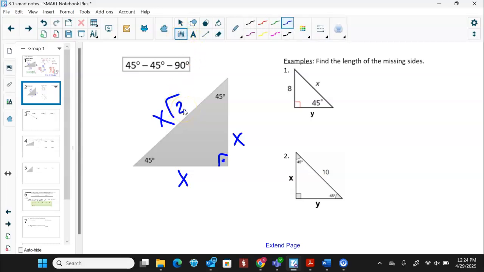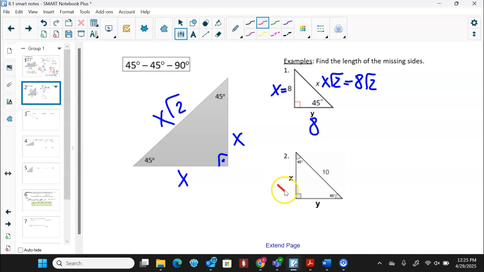So let's start with the first example. If this is x and this is x, x equals 8 here. So that means this equals 8 as well, because it has the same length. Now the hypotenuse right here is x root 2. So if I know that x is 8, that means it's 8 root 2. This length right here. So all I'm doing is plugging in 8 for x. And then example number 2 right here.